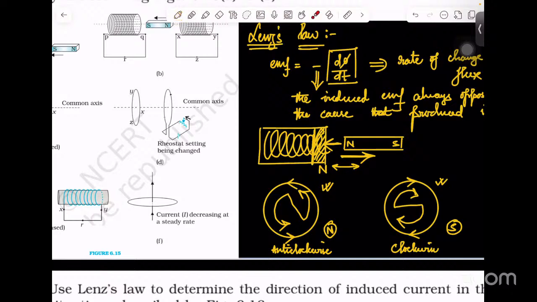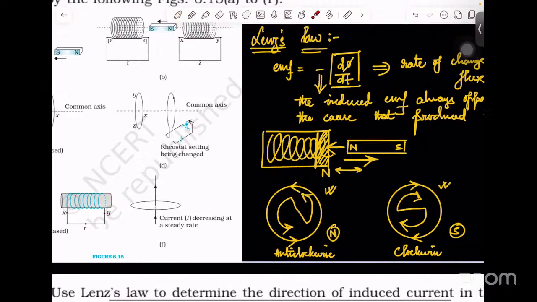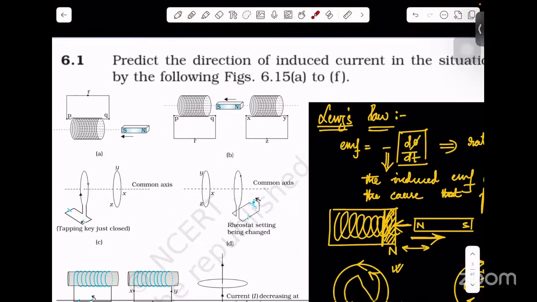Now let's apply this law to each of the six cases over here. In the first case, we have a coil of wire, and we are bringing in the south pole here.